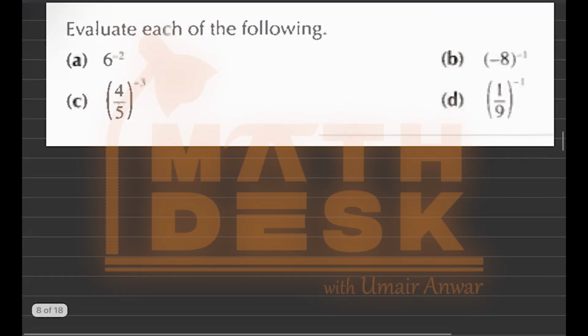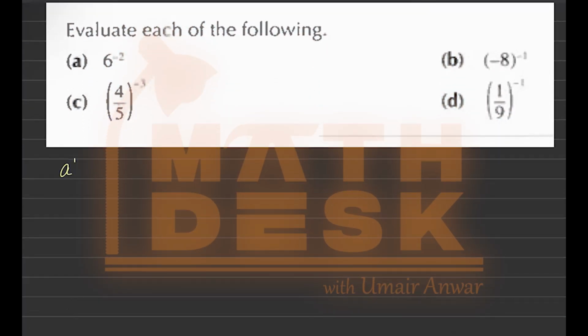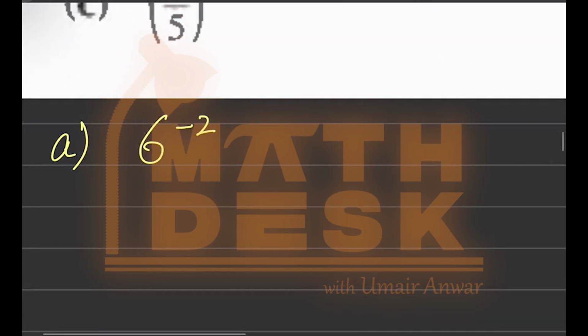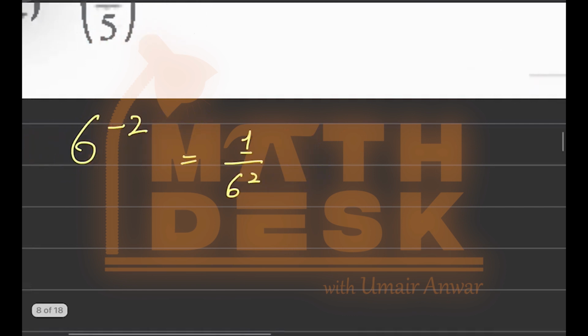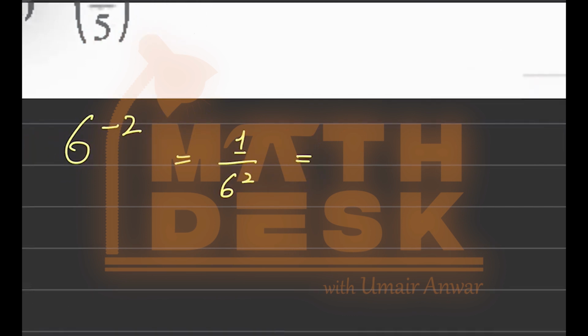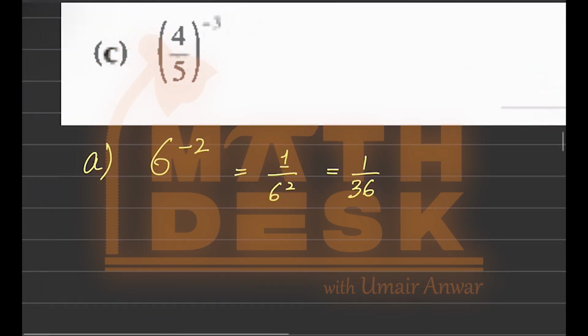Now, applying this rule, the first part is 6 raised to minus 2. If we want to apply this power and perform repeated multiplication, it must be converted to a positive power. For that, I would move this term 6 raised to minus 2 to the denominator. So the sign of the index changes, and now it is equal to 1 upon 36. This is the final answer for this part.